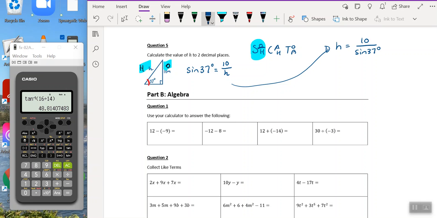Now I'm only putting that over there because I've run out of room to keep working down the page. If I put that into the calculator, so I now want 10 divided by sine 37. You should be doing this on your calculator. So pause, make sure you get the same answer as me. 16.62 to 2 decimal places. This question was in metres, so I'm going to answer in metres as well. So the length of the hypotenuse is 16.62 metres.